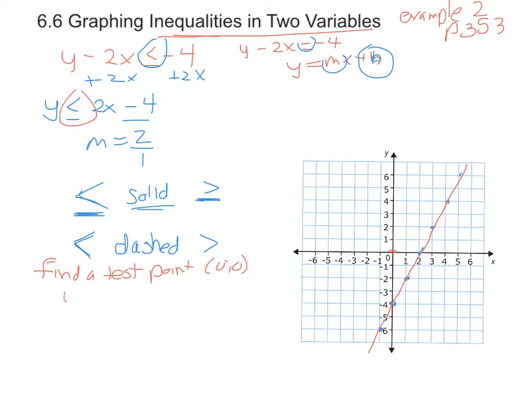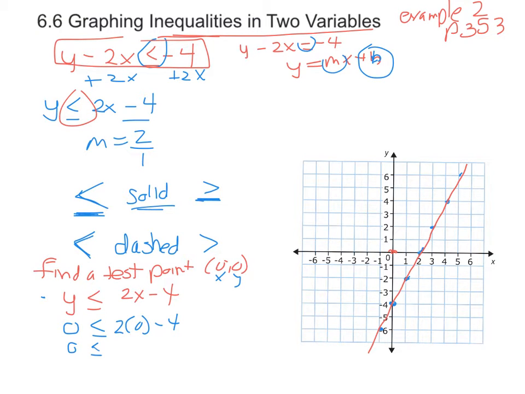And I'm going to put that into my equation, y is less than or equal to 2x minus 4. Or you could put it into the original equation. You can do either one. So putting it into this equation, my x is 0, my y is 0. So I would have 0 less than or equal to 2 times 0 minus 4. That gives me 0 less than or equal to 0 minus 4, or negative 4.